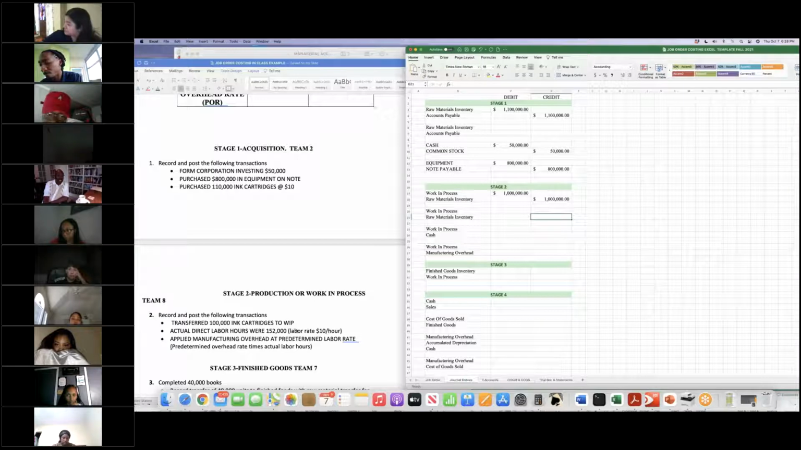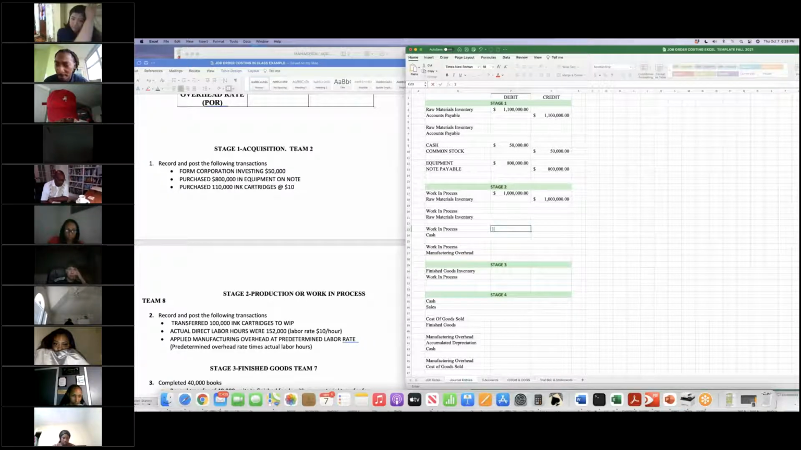The actual direct labor hours were 152,000 hours. So we didn't have this, so we got to go down here. We got to pay the workers because when people work, they want to get paid. So how much is going to go here? 1,520,000. Sounds good to me. At least one person is going to pass the midterm.